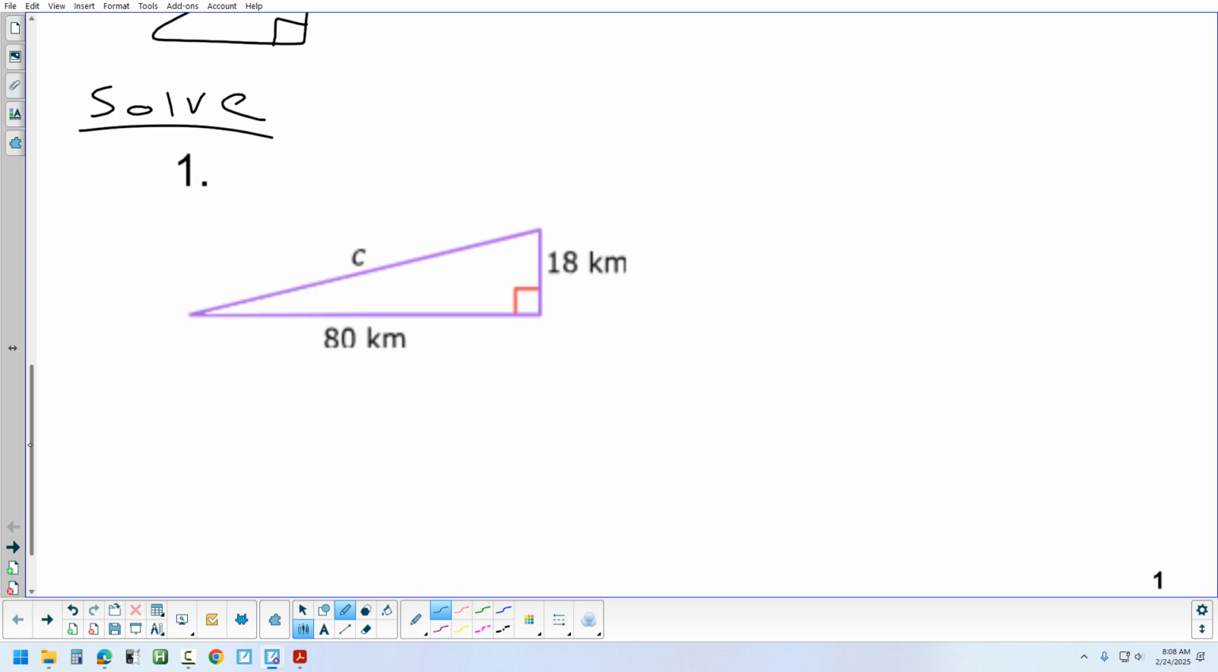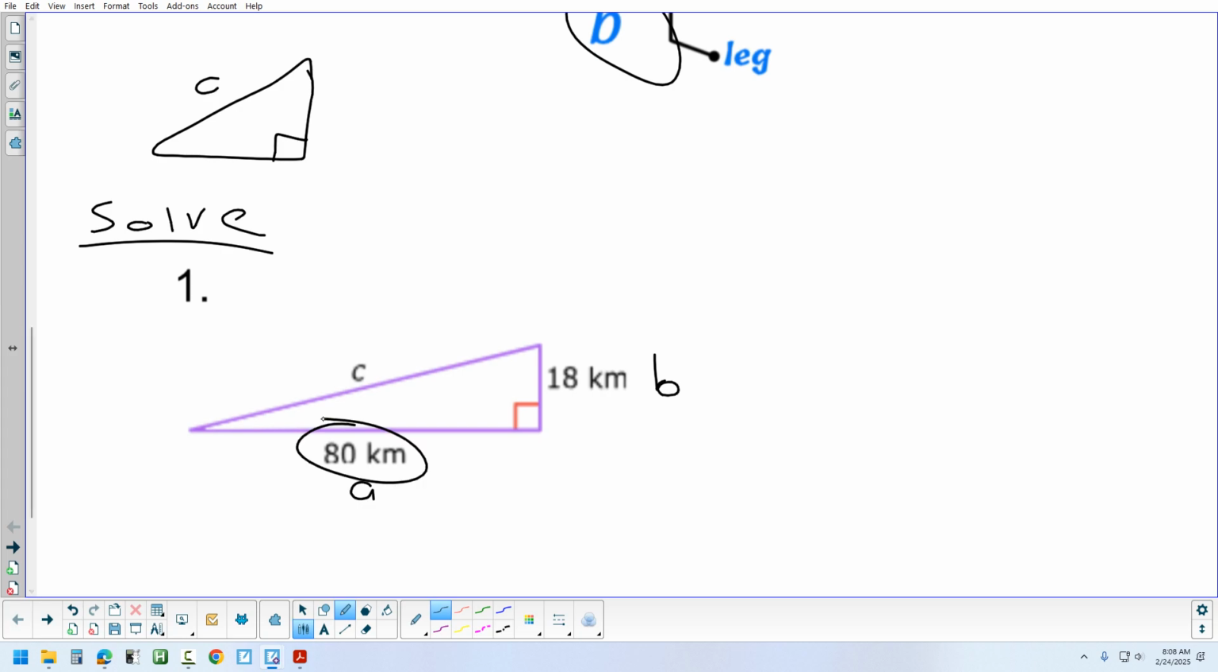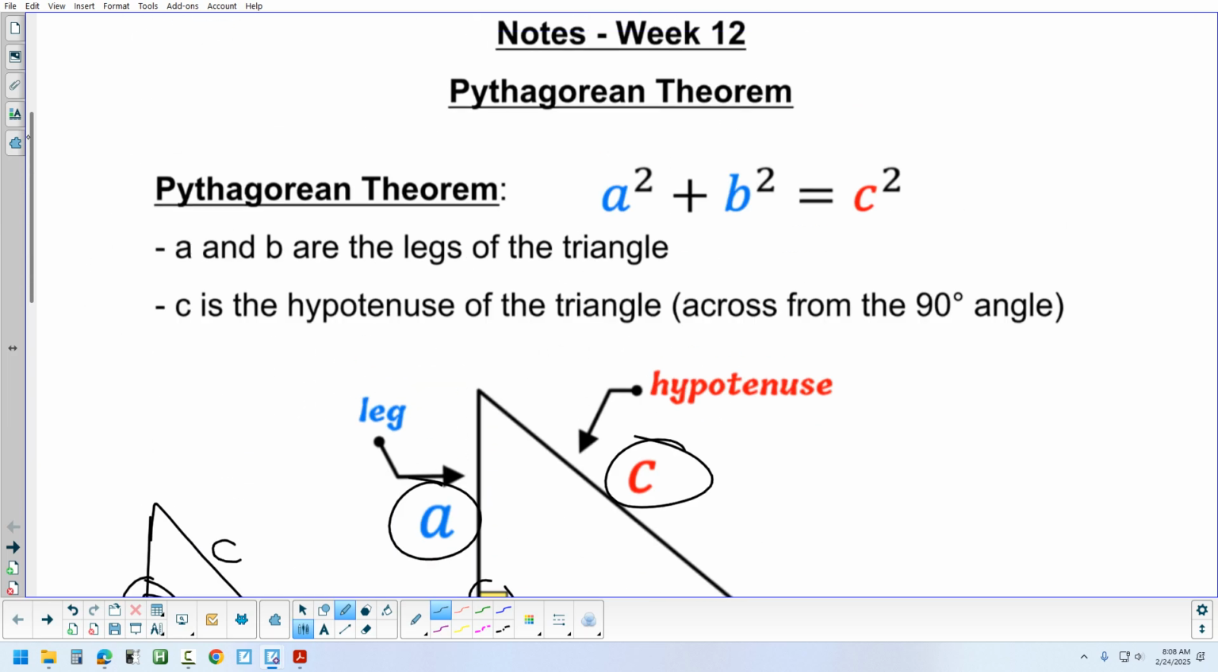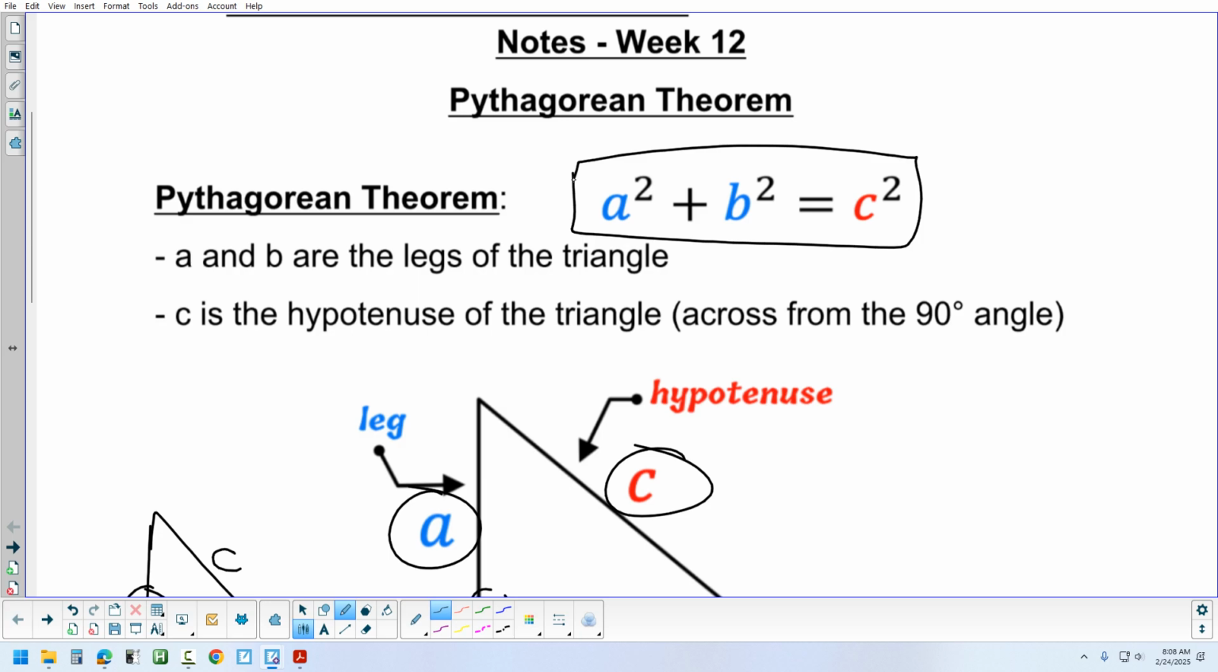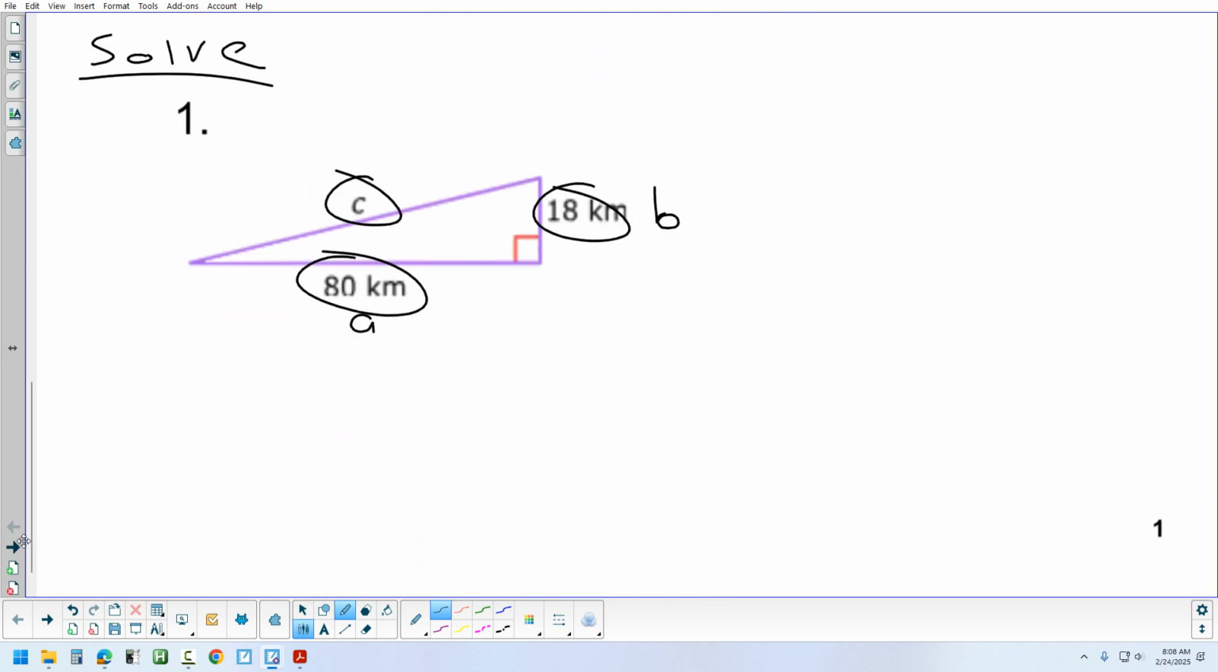What letter could I use for the bottom side? A. Yeah, I could use A or B, doesn't matter, as long as it's not C. So if I use A for the bottom, then what's the 18 going to be? B. That's going to be B. Yep. So now we're going to fill in that for A, and fill in that for B, and C we don't know, so we're just going to leave it as C. The formula we're going to fill those three things into is right there: A squared plus B squared equals C squared. So let's write that down.